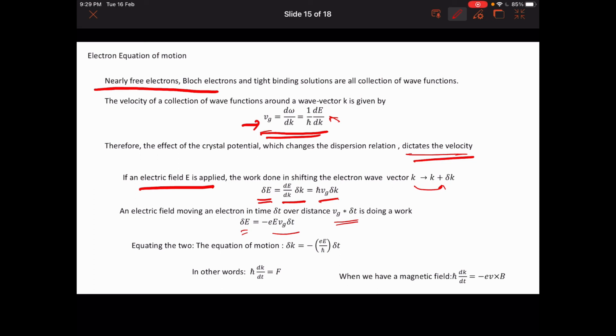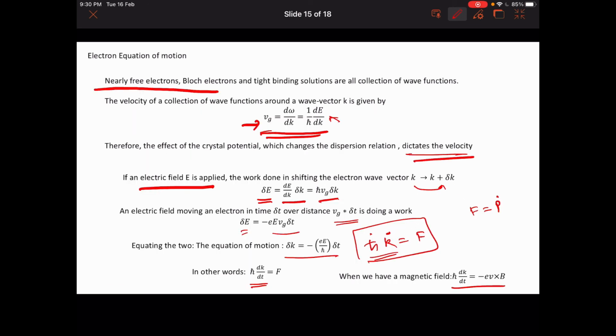If you equate both of them, then we can clearly see that del E is minus E by h bar del t. In other words, h cross dk by dt is h cross k dot, which is basically F. h cross k is also the momentum, right? So classically F is p dot, the rate of change of momentum is the force, and quantum mechanically we have also derived that h cross k dot is the force that you have applied. If the force is a magnetic field, then h cross k dot is minus e v cross B.